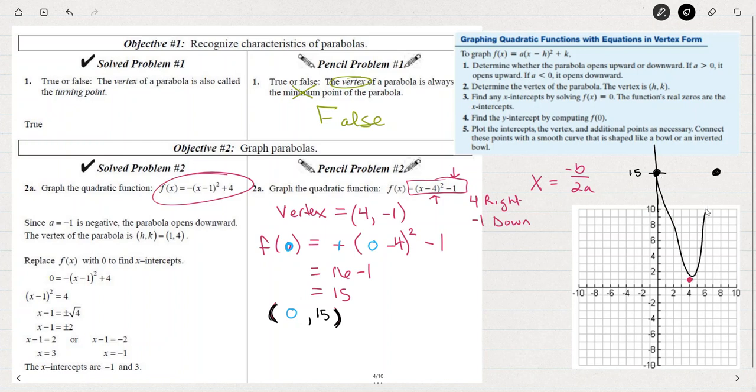So it looks something like this. It's not a very pretty graph. I apologize for that. But you could see the points are clear. Let's look at another example.